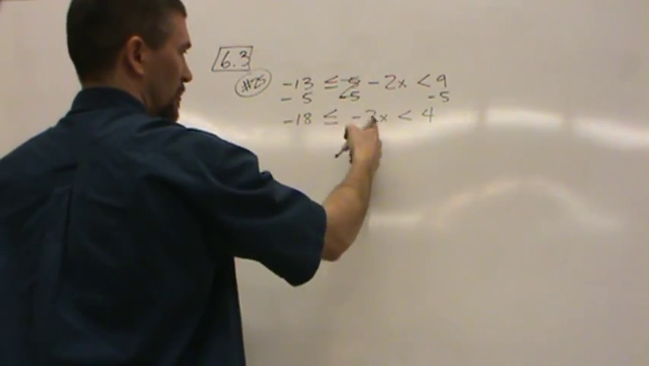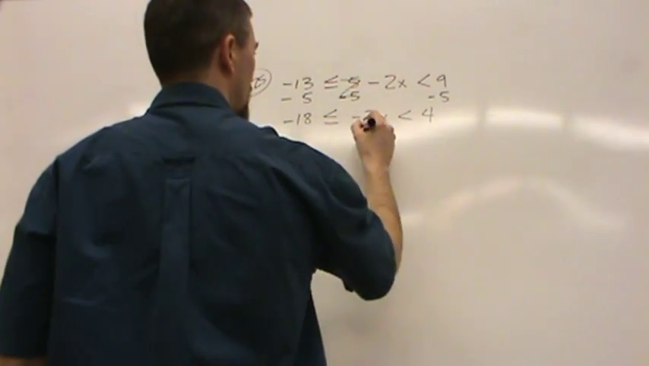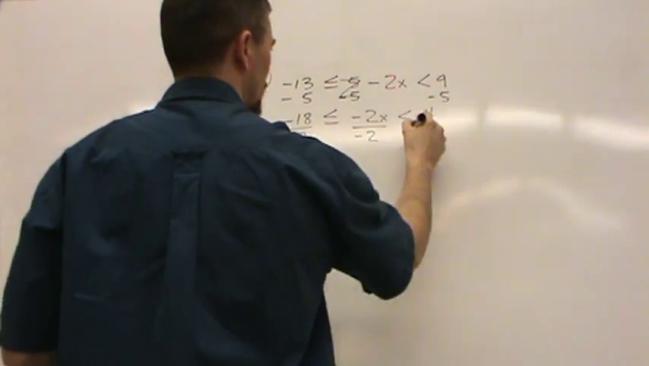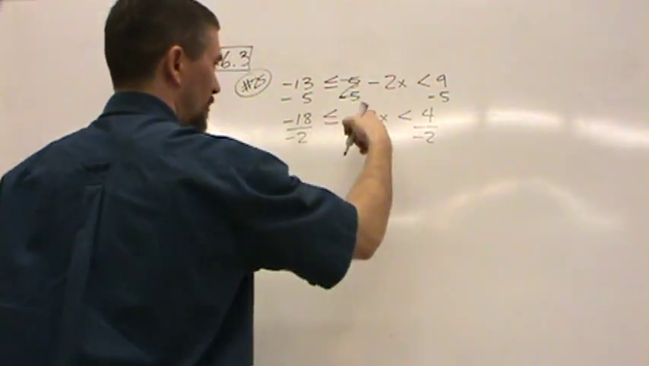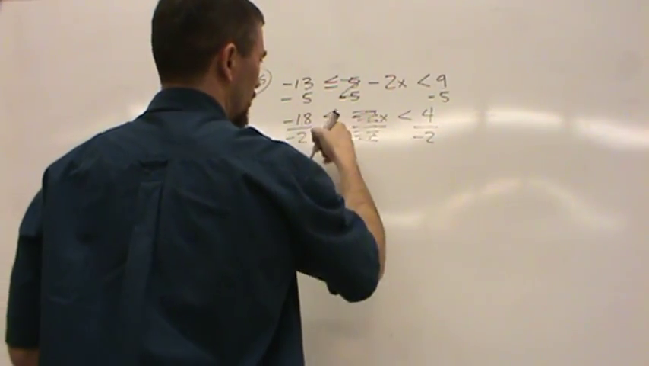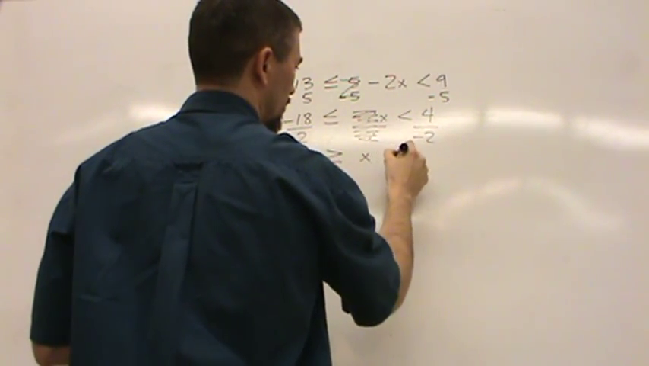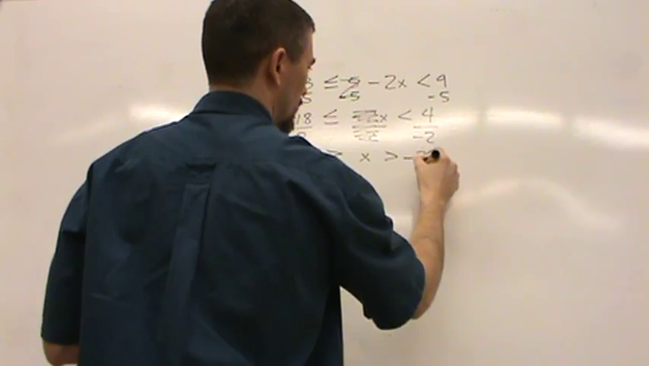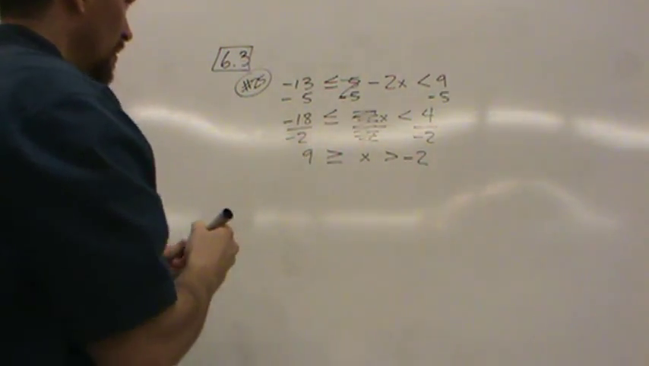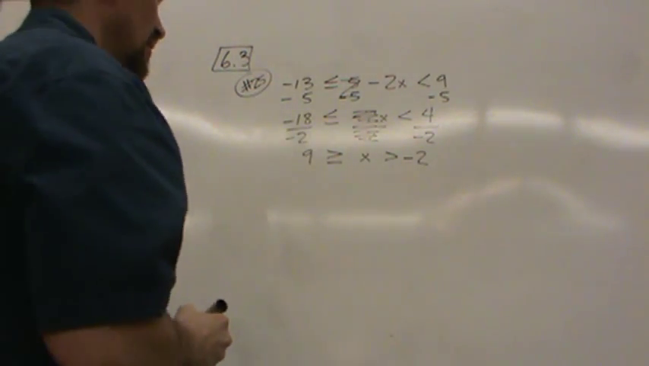So now the only problem is we've got a negative 2 being multiplied times the x. So to undo that multiplication, we divide by a negative 2. And the moment we divide or multiply by a negative number, we've got to reverse these signs. So let's take care of that before we forget. Reverse that sign. Now we've got negative 2 over here and positive 9 over there. Negative times a negative is positive. 18 divided by 2 is 9.